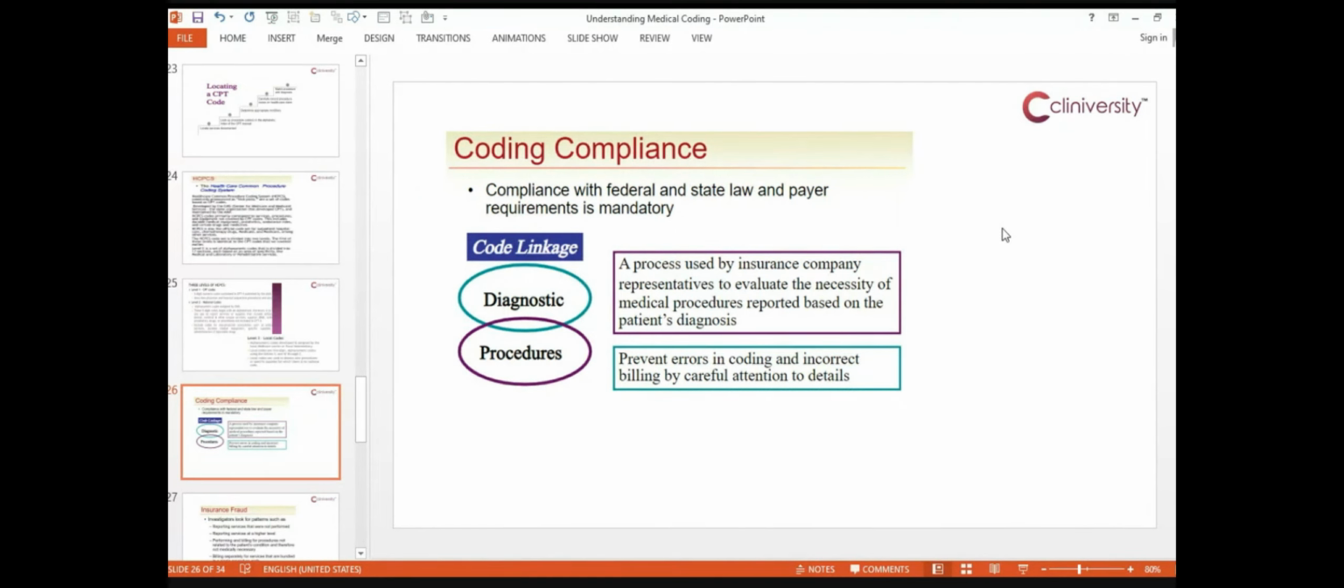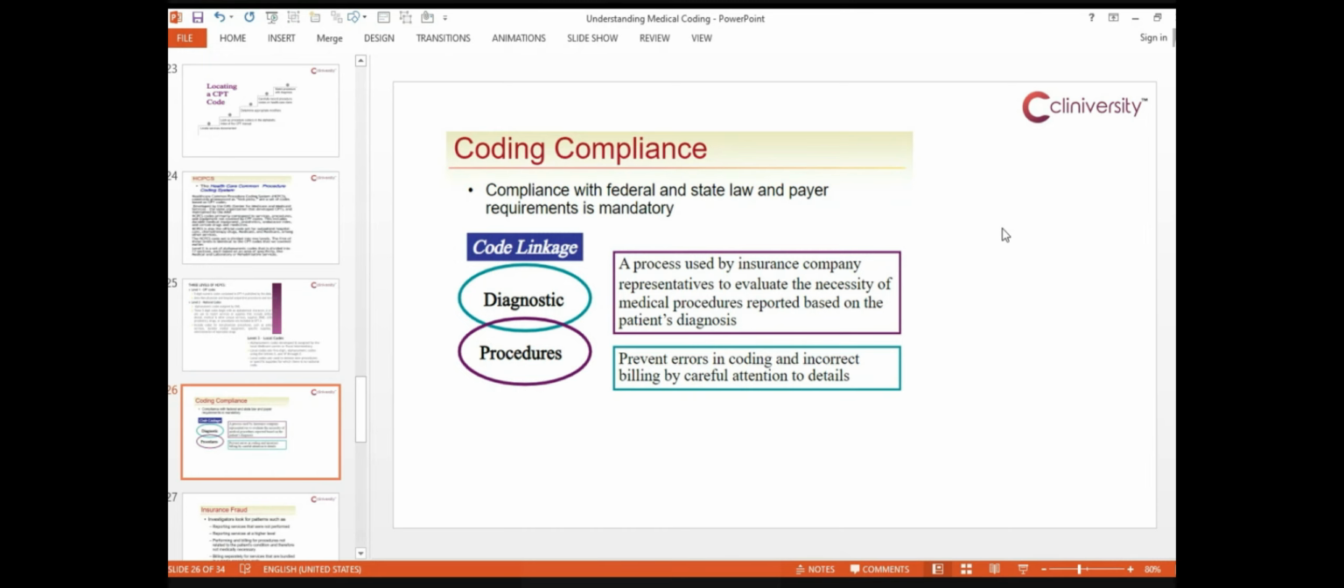So we have completed till now what medical coding is, what all different types of medical coding there are, and under those types of coding, how to locate codes, what the different ranges are, and what the features of those codes are. These things we have learned till now. Now we will talk about coding compliance.